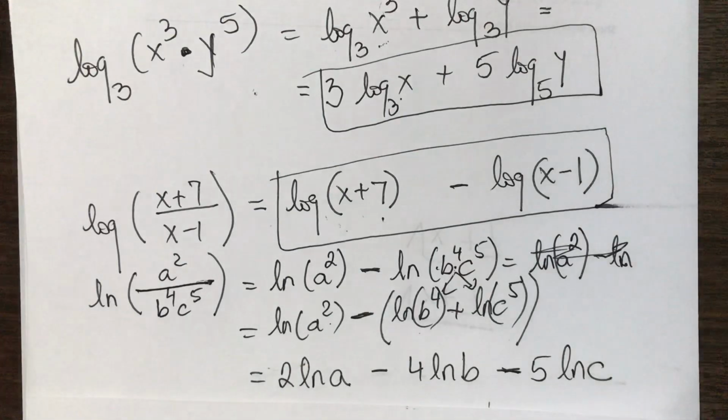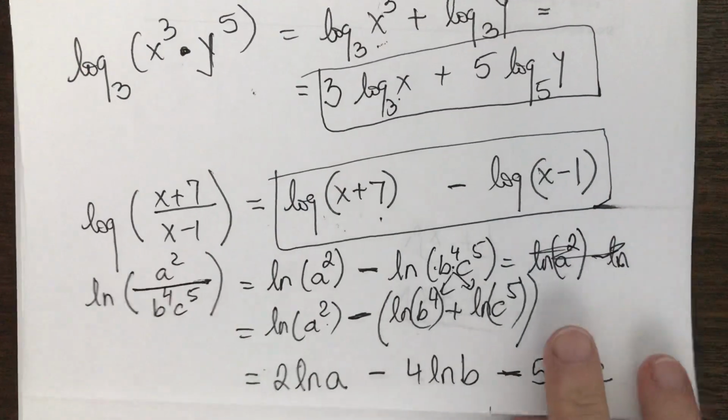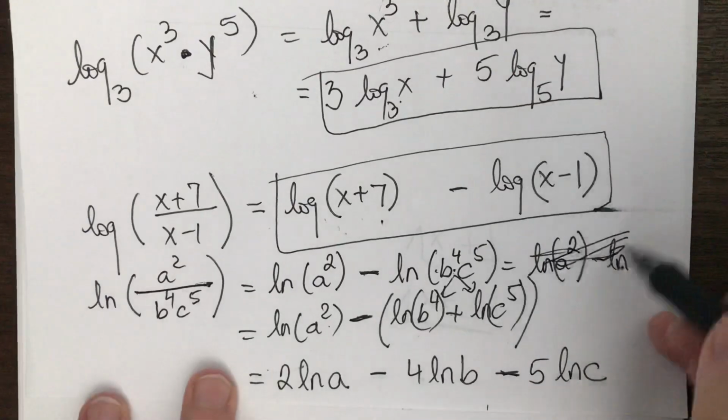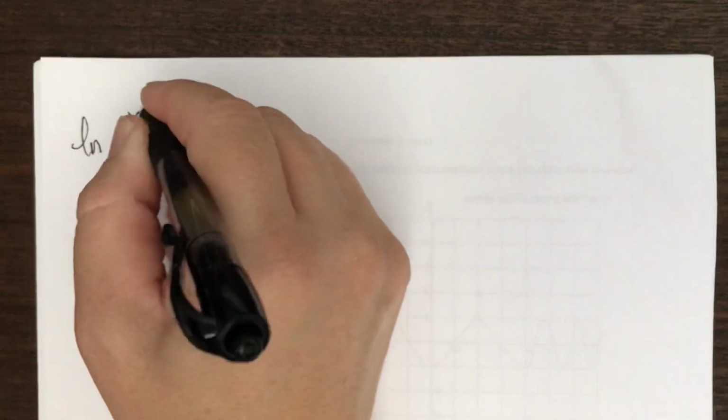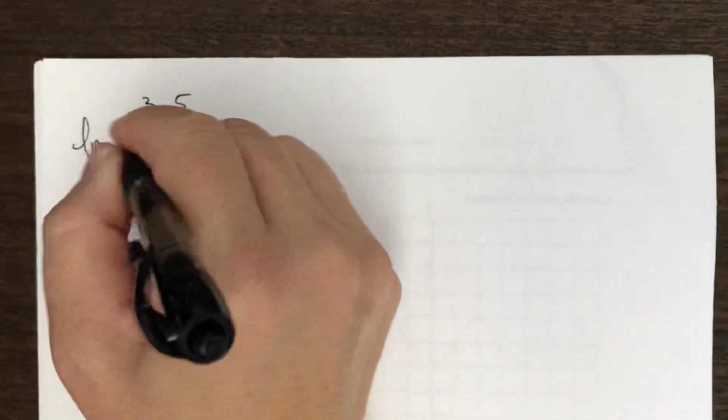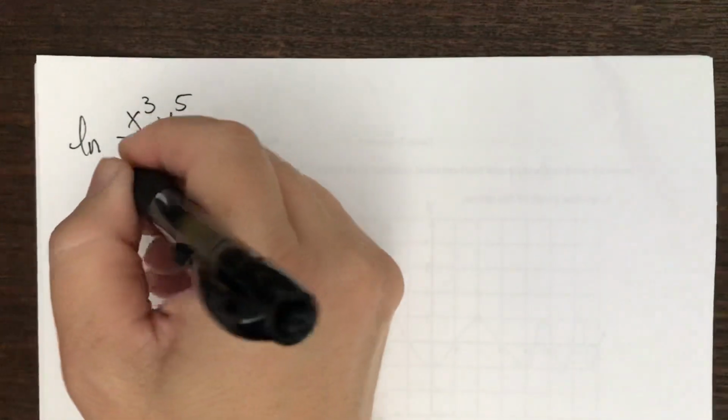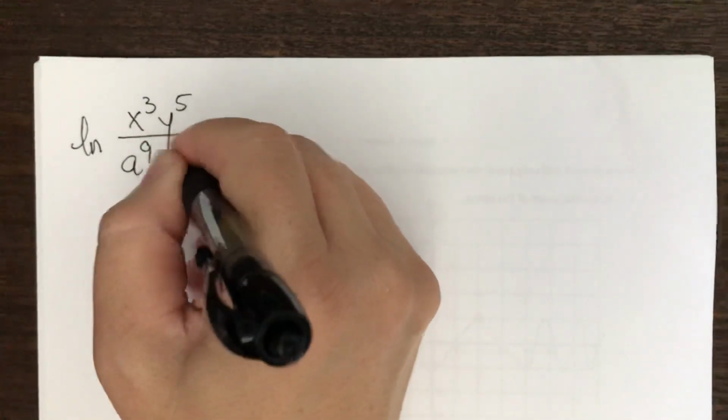So let's try this again, maybe faster. You can still go through all the steps, no problem. It doesn't take as long. But if you want to be super fast, that can be done just fine. Here it is. Let's try this super fast. ln of x to the 3rd, y to the 5th, over a to the 4th, b to the 10th.